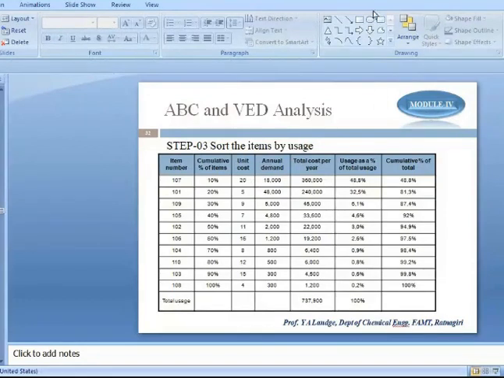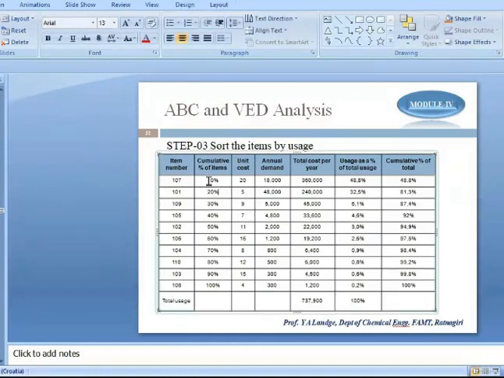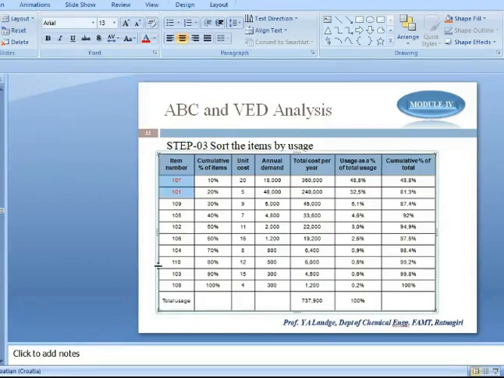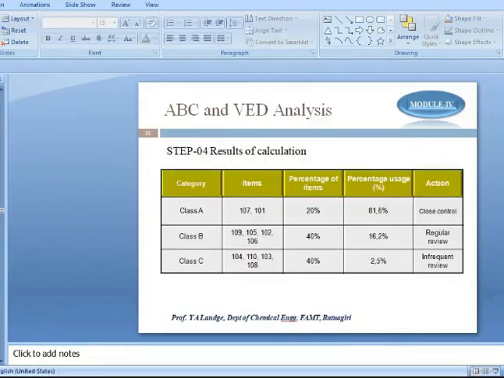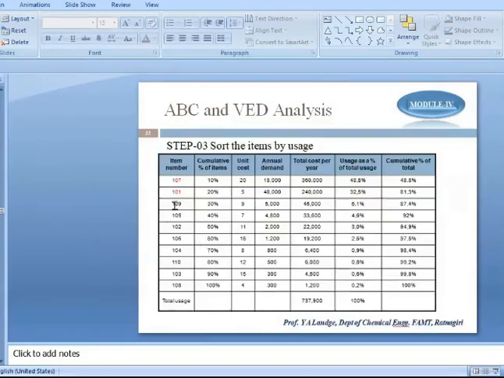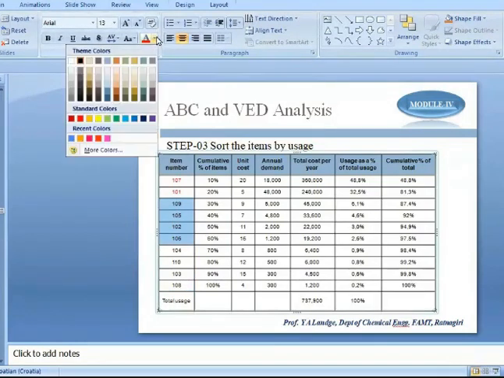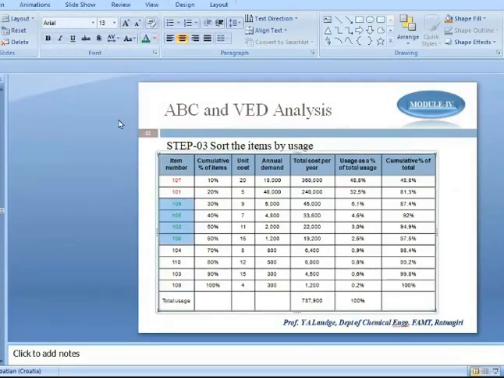Yes, so I can say that this is under the A category, and then this is under the B category, and the remaining is from the C category.